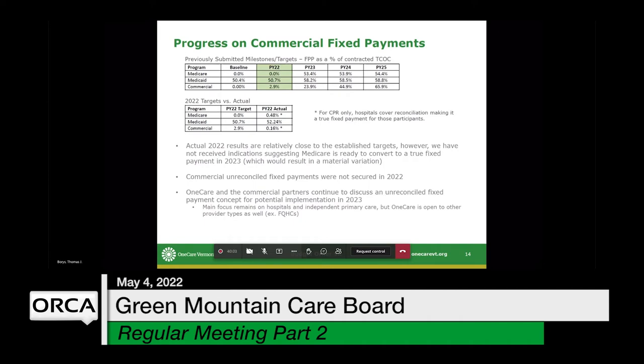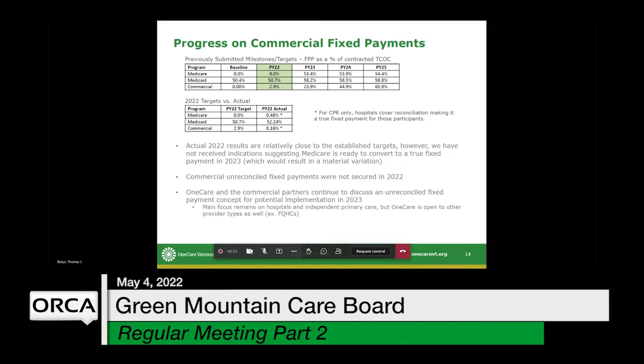When we think about fixed payments, there's often a lot of talk about reconciled versus unreconciled. For the purposes of this slide, if a fixed payment reconciles, I view it more as fee for service. It's truly not fixed. It's a cash flow mechanism, a lot like a PIP payment. So just to note, we do have a fixed payment program for Medicare, for example, but that reconciles back to fee-for-service, so we're showing it as a zero. Somebody could debate that, but that just is the perspective that we took for this particular slide.